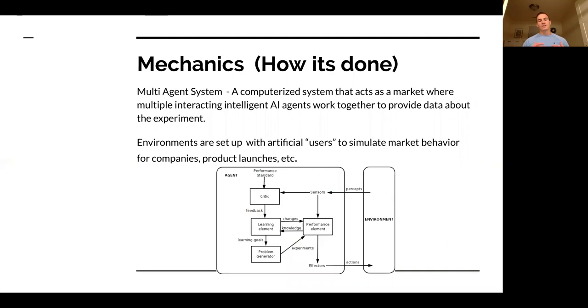So how this virtual test market is done is a multi-agent system. It's a computerized system that acts as a market where multiple interacting intelligent AI agents are working together to provide data about this experiment. Environments are set up with these artificial users to simulate market behavior for companies, product launches, and things like that. Below, you can see a graph showing it going into the system, going through, and then coming back out with results.